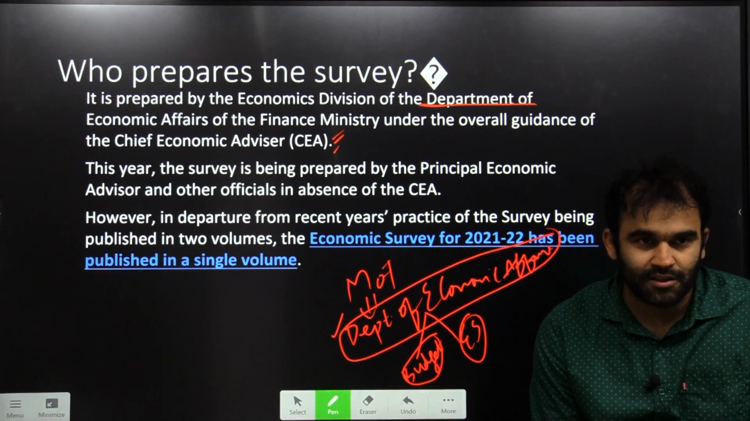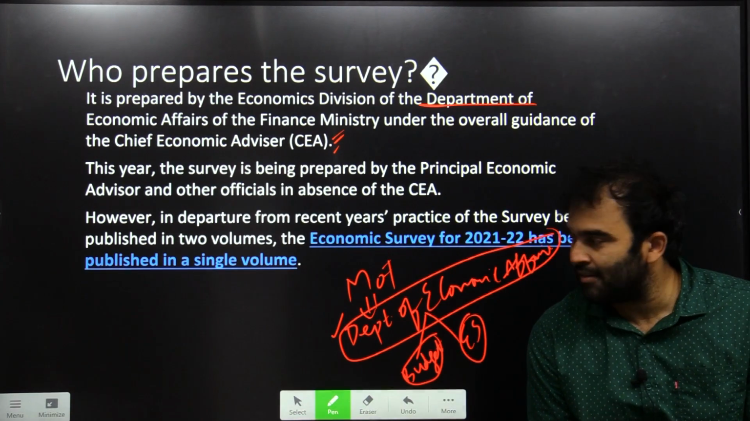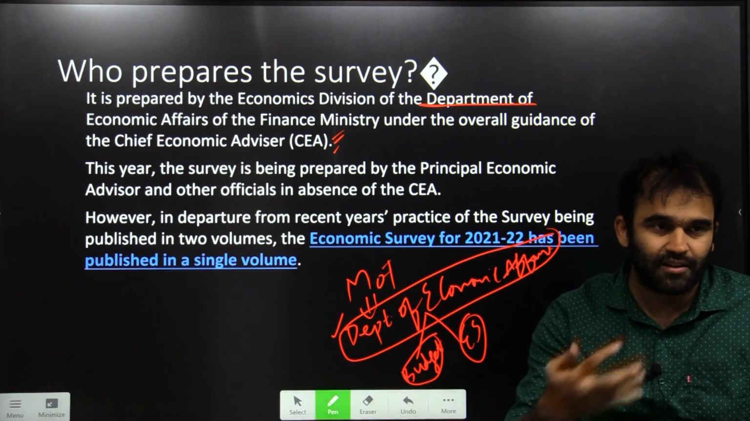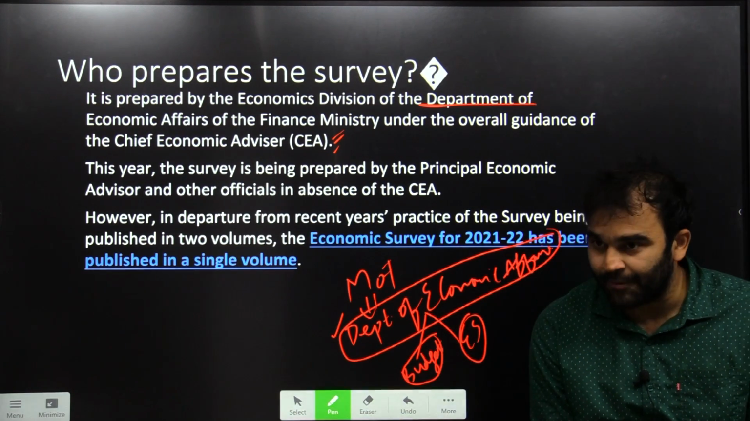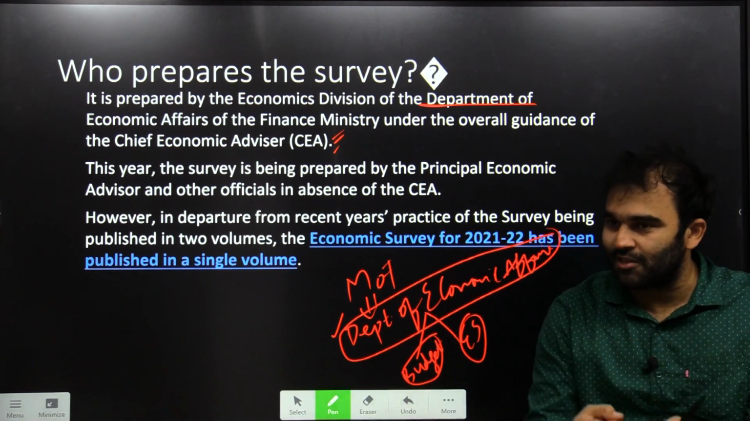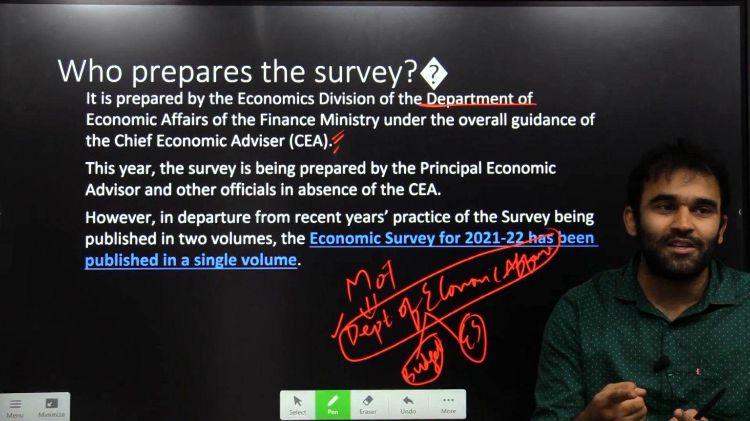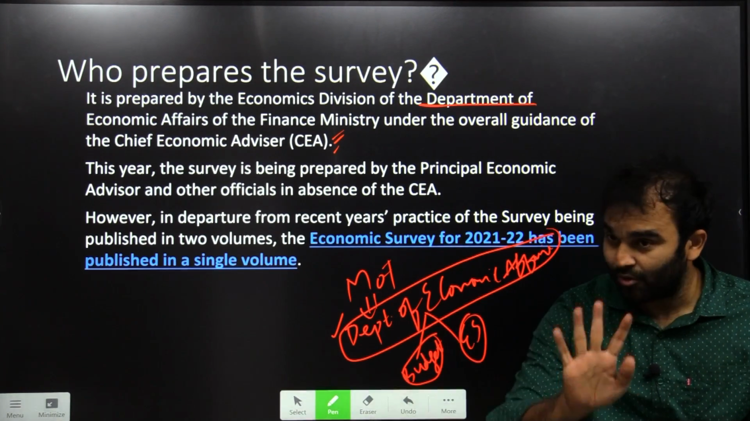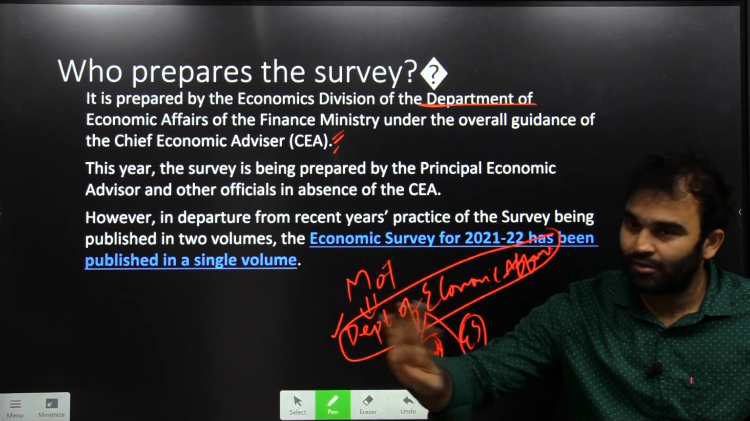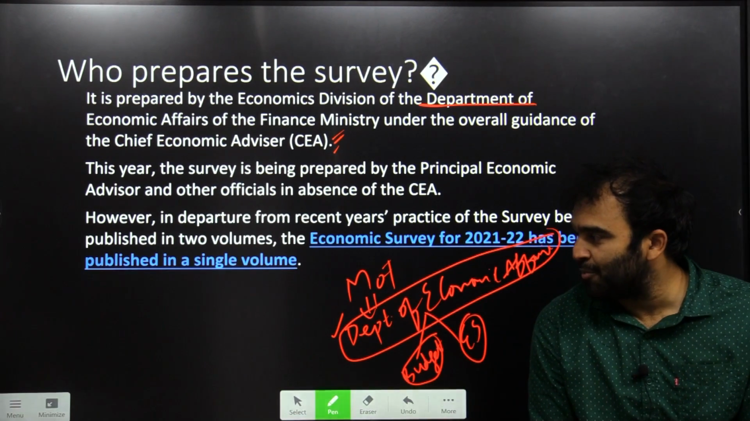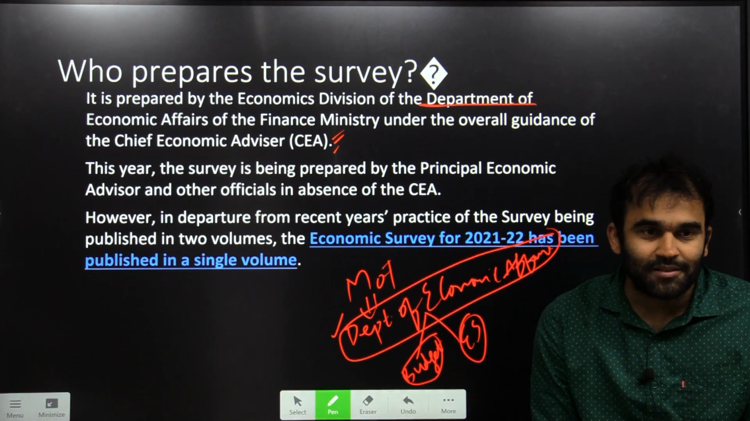Which provision of the Constitution mandates the government of the day? Mandates means it warrants, it forces, it's like a responsibility. Which provision of the Constitution? Let me rephrase the question. Under which provision of the Constitution is the budget presented in the Parliament? For those of you whose polity is not done, ignore, you'll read it later. But others, under which provision of the Constitution is the budget presented?